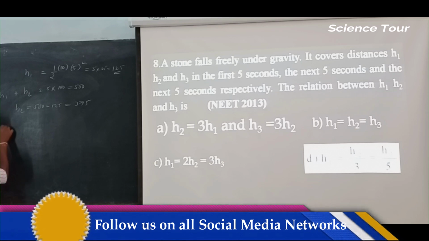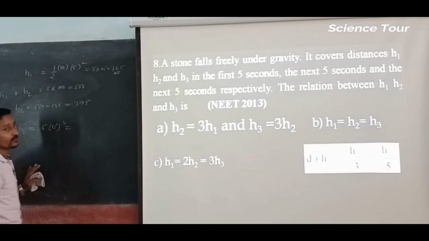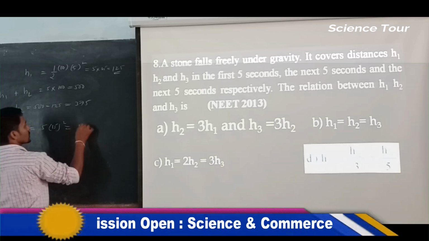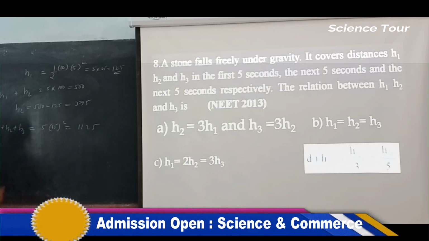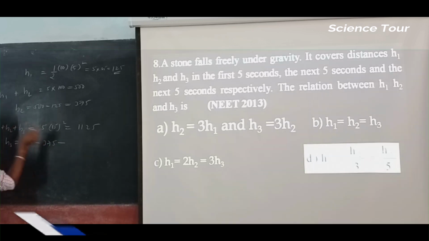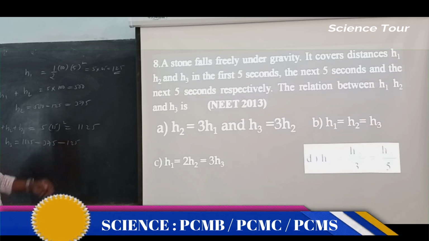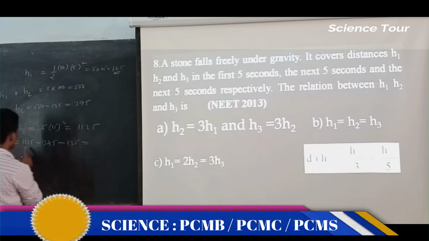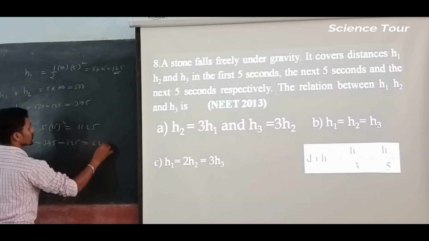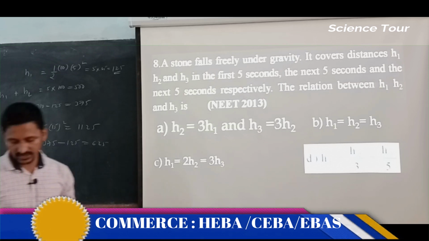Next, h1 plus h2 plus h3 is 5 t square in 15 seconds, that is 225 into 5, which is 1125. So h3 is 1125 minus 375 minus 125. How much is this? It is 625, right?